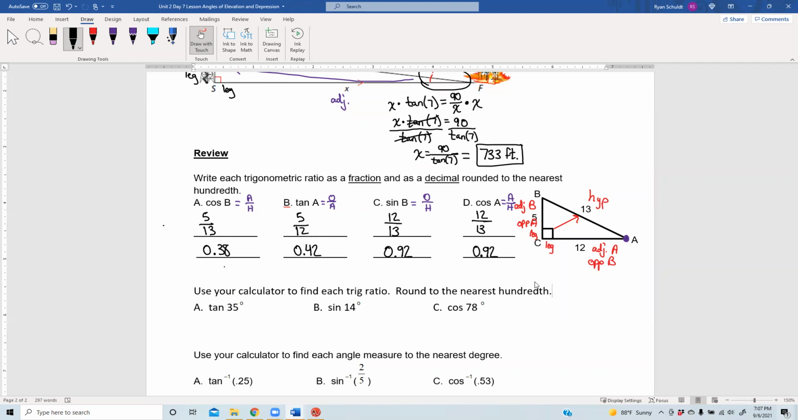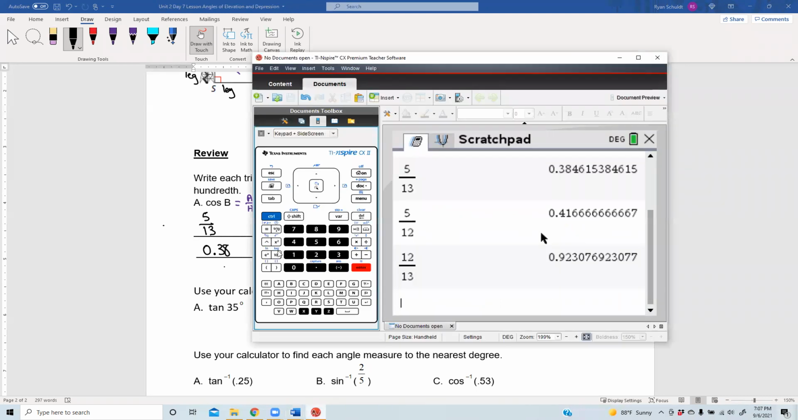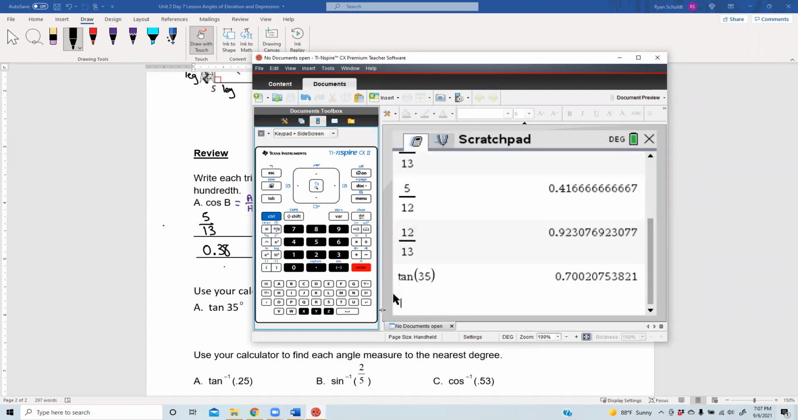Okay, next one. Use your calculator to find the trig ratios. So now we do want to touch trig. This is just straight up calculator work. It says tangent of 35. So trig, tangent, 35. It wants to round to the nearest hundredth. That's 2 decimal places. It's going to be 0.70.